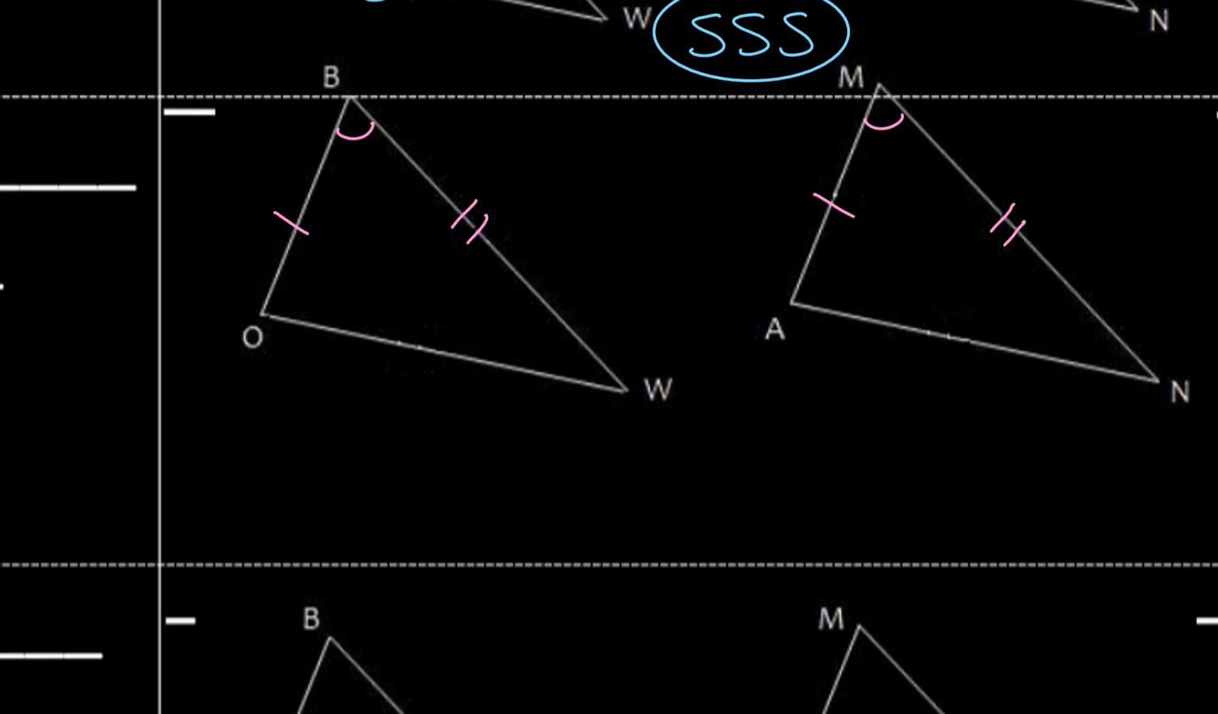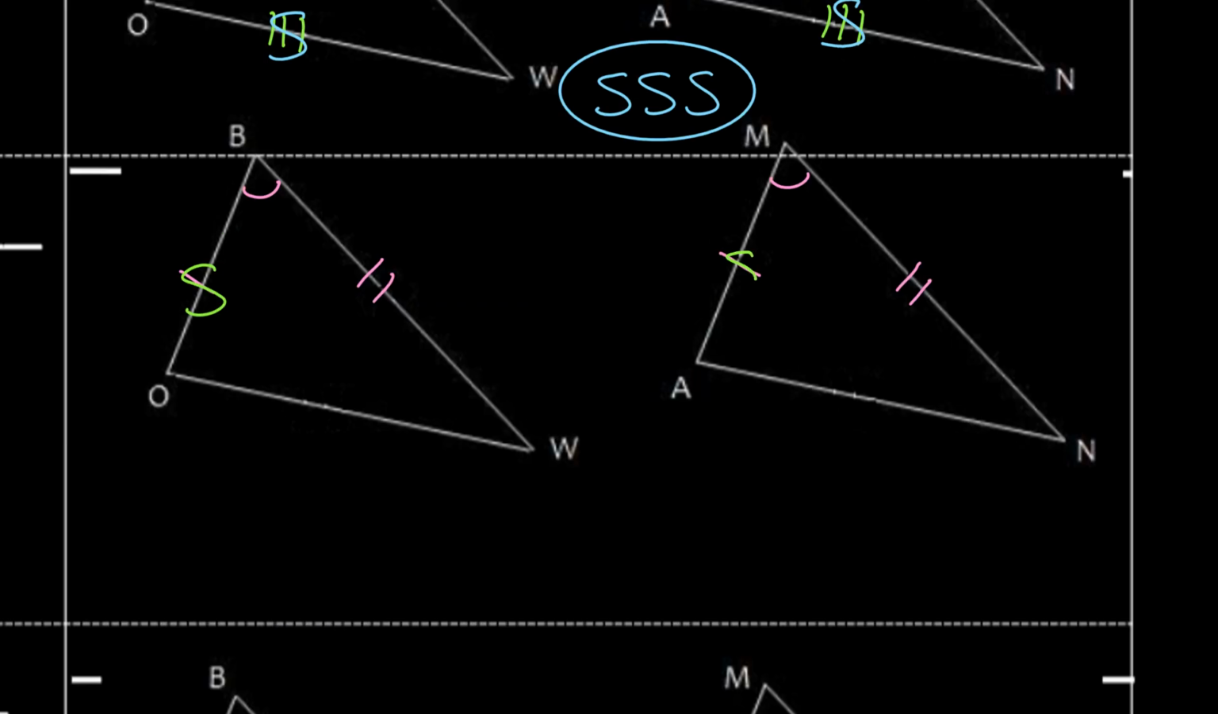So now, if I'm labeling this with S's and A's, I have S for the tick marks, A for the arc mark, and S for the other tick marks. So now, how does this left triangle read? SAS. And how does the right triangle read? Because they are the exact same, these two triangles are congruent by SAS.